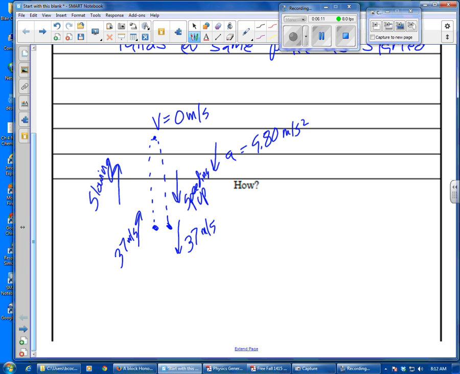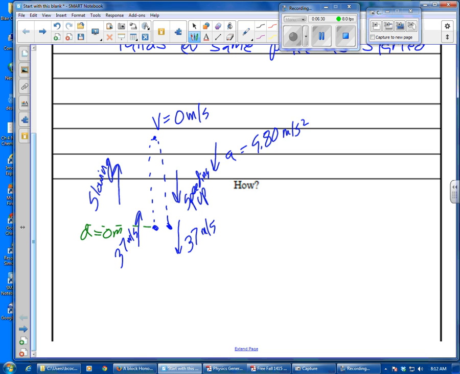At the ground? At where it takes off? Or at the ground? Like right here? Okay. So we're going to call right here, this level, d equals 0 meters.